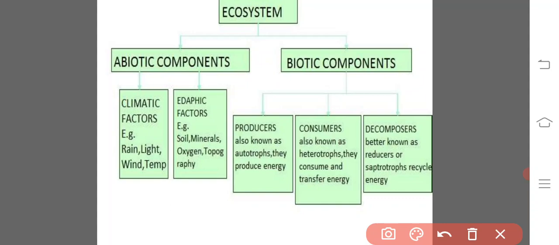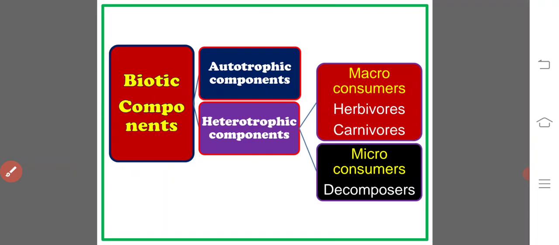Whereas the biotic components are divided into producers, consumers as well as decomposers. Producers are also known as autotrophs, which synthesize their own food material. Consumers are also known as heterotrophs; they consume and transfer the energy. Decomposers, better known as reducers or saprotrophs, recycle the energy. And within the biotic components, there are autotrophic components and heterotrophic components.